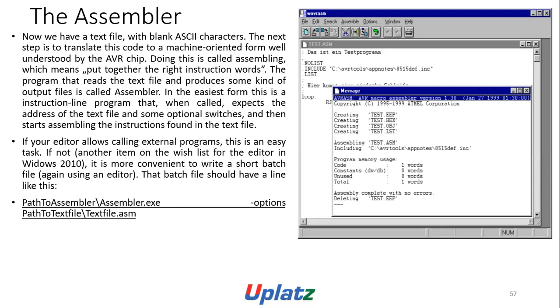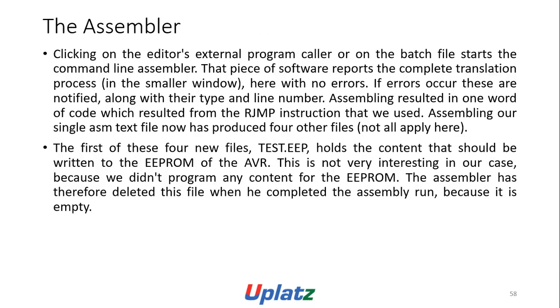If your editor allows calling external programs, this is an easy task; if not, another item on the wish list for the editor window. It is more convenient to write a short batch file, again using an editor. This batch file should have a line like: path to assembler, assembler.exe, options, path to text file, text-file.asm. Clicking on the editor's program caller or on the batch file starts the command line assembler.